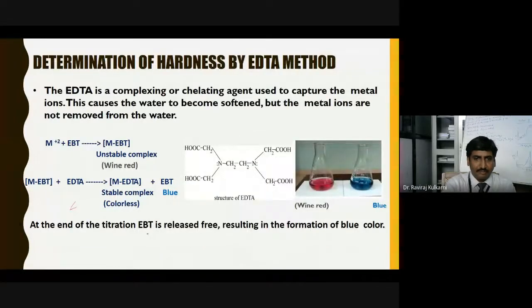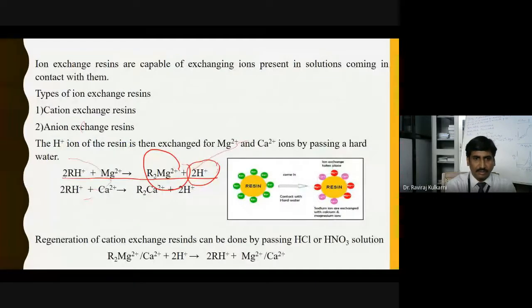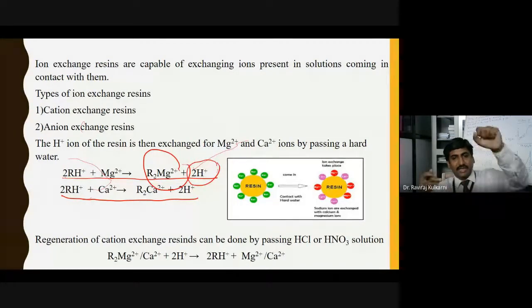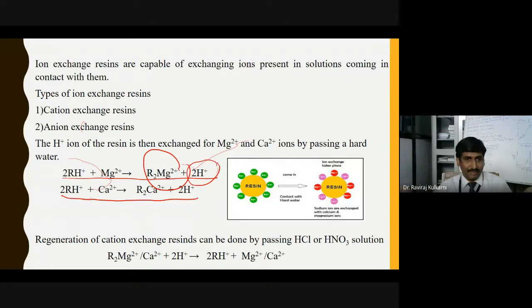Similarly, you can see here calcium ions are also taken up. So it can replace calcium and magnesium ions. Now regeneration. After some time, what happens? All the sites of the ion exchange resin are replaced with calcium ions, no H plus ions left. So it cannot exchange H plus ions with calcium ions. At that time you need to regenerate the resin.